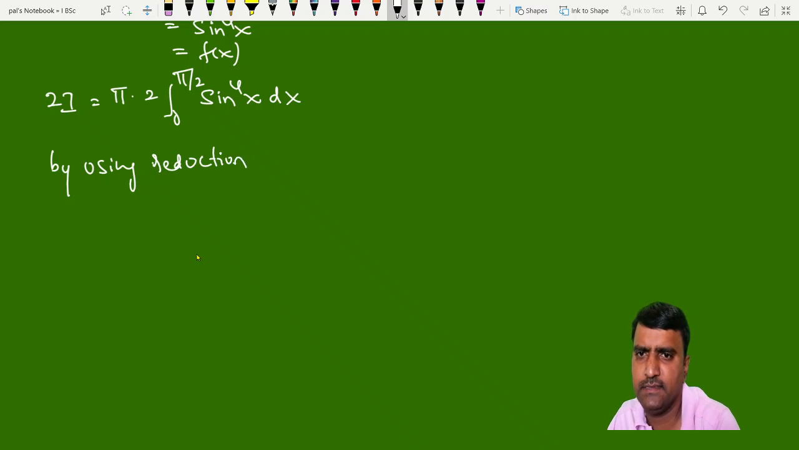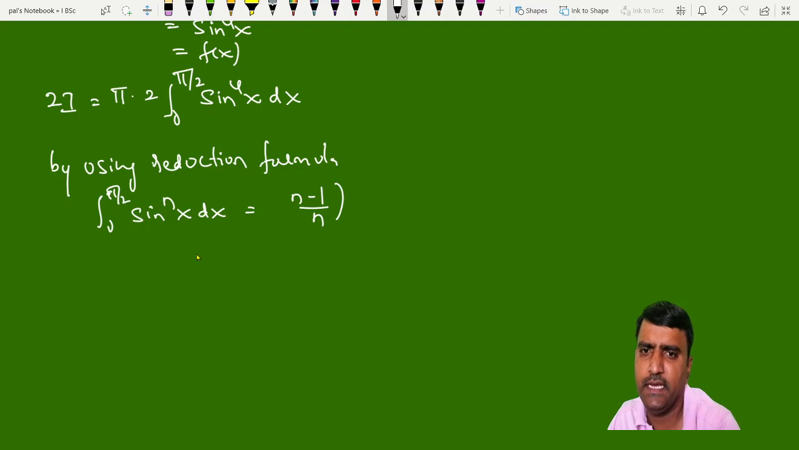you should practice this. So integration from 0 to pi by 2 of sine to the power n x dx is equal to n minus 1 by n into n minus 3 by n minus 2 and so on, 1 by 2 into pi by 2 if n is even.